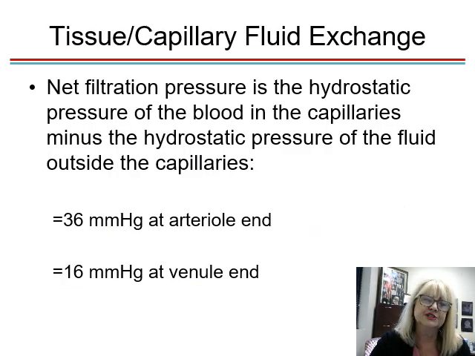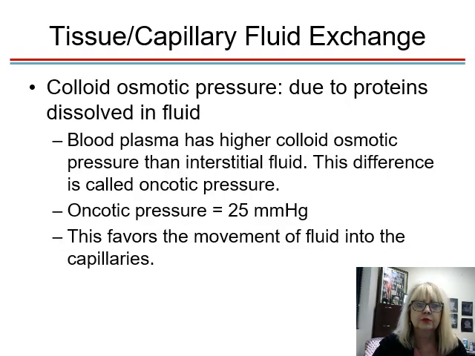Tissue capillary fluid exchange. The net filtration pressure is the hydrostatic pressure of the blood in the capillaries minus the hydrostatic pressure of the fluid outside the capillaries. The colloid osmotic pressure is due to the proteins dissolved in fluid, and the blood plasma has higher colloid osmotic pressure than the interstitial fluid. This difference is called oncotic pressure, and it equals 25 millimeters of mercury. This favors the movement of fluid into the capillaries.